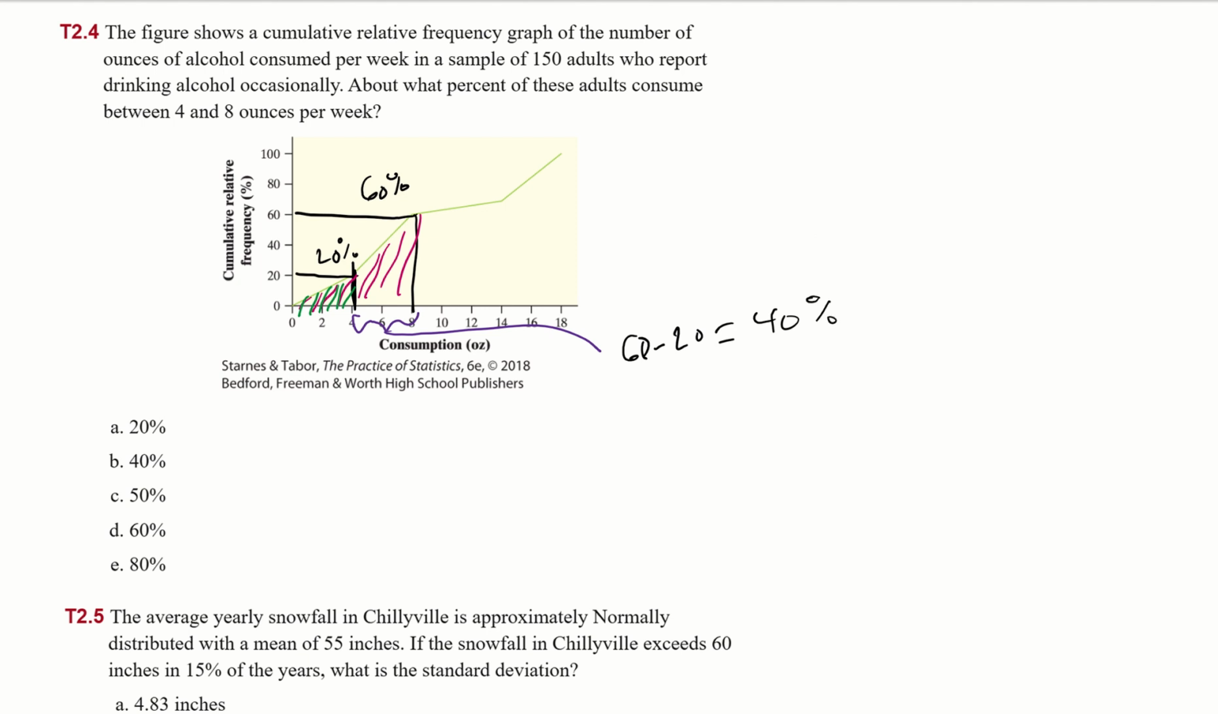Remember, you got to understand that in a cumulative relative frequency graph, cumulative means that you're adding from the left to the right. So you're starting at 0 and you're adding as you go. So you're basically adding everything to the left of whatever value you're looking at. Okay, so that's what it means when they're talking about cumulative. All right, so the answer is B.